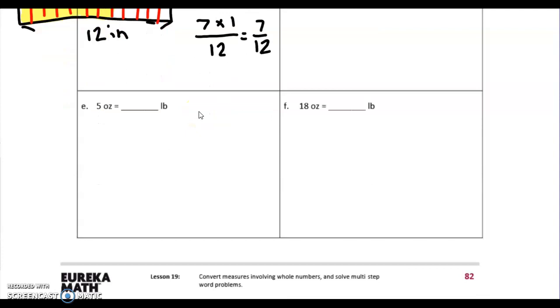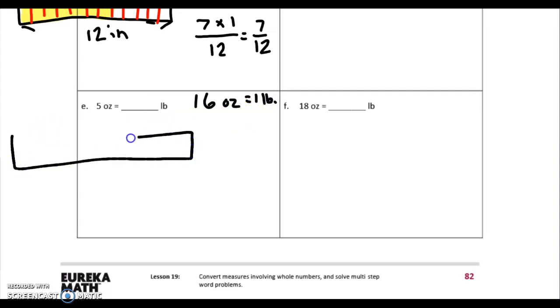And let's look at letter E. This one's ounces to pounds. If we went to that reference sheet, you'll notice that it would say that 16 ounces equals 1 pound. And I can draw a picture. I'm going to draw one that's a little bit longer in this one. My relationship here is 1 pound equals 16 ounces.